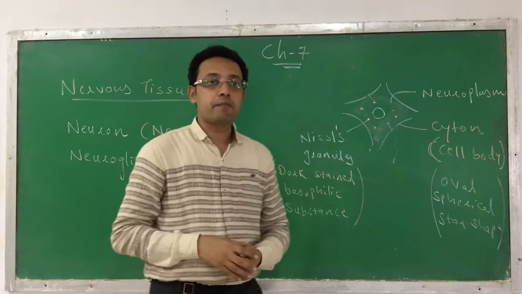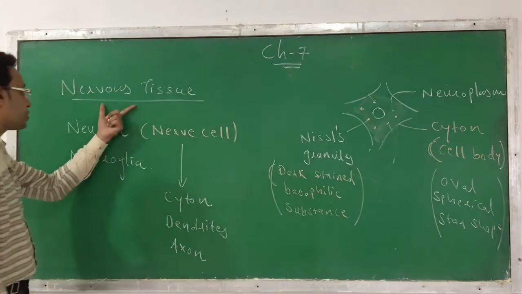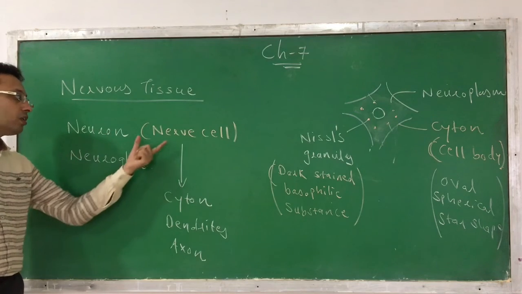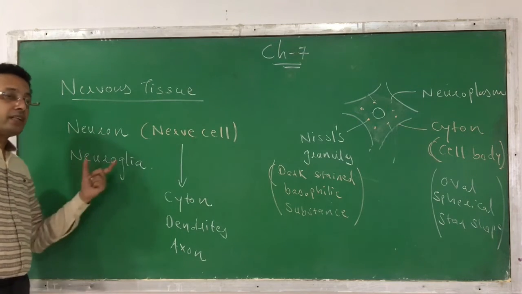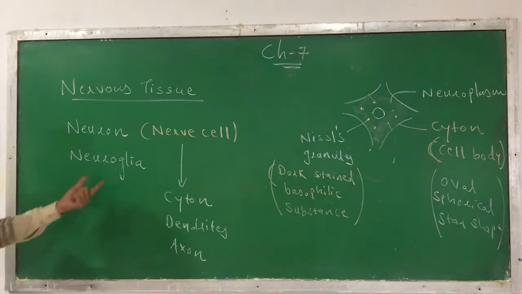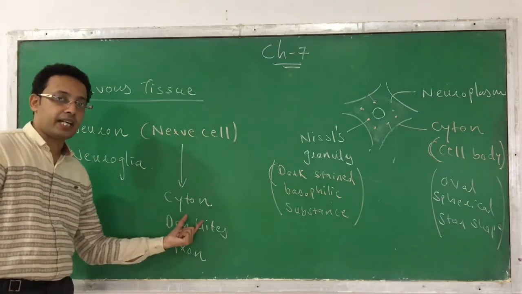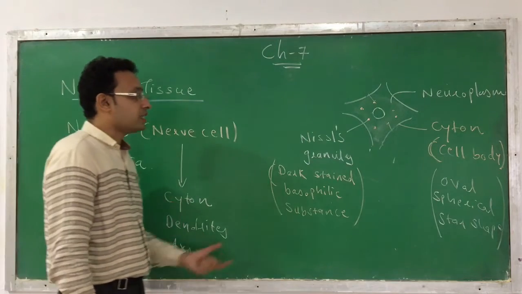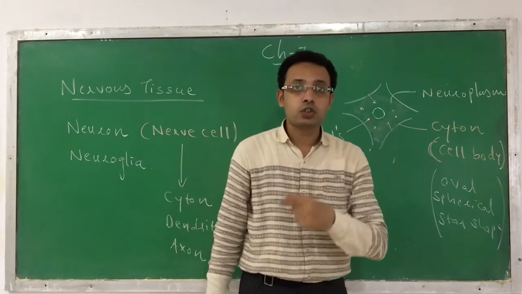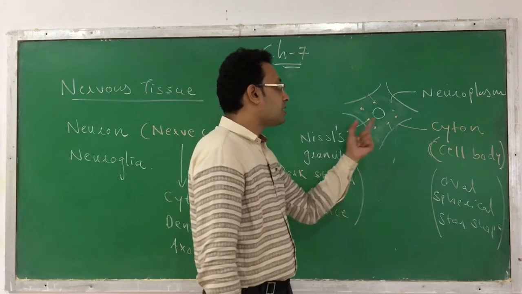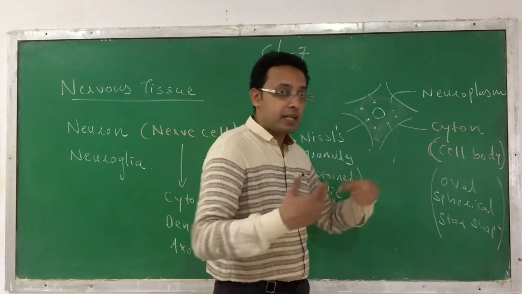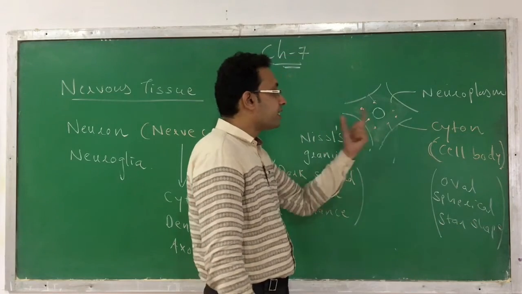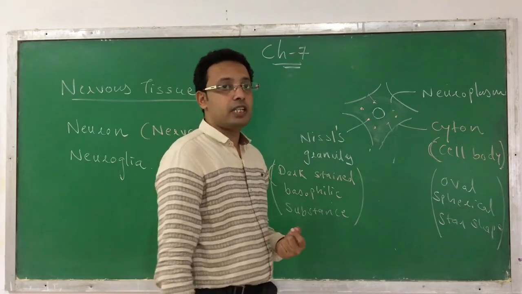So again, to repeat, you know that in the nervous tissue, the main structural and functional unit is the neuron or the nerve cell. The other kind of cell you can find is the neuroglia. The neuron consists of the cyton, dendrites and the axon. We started with the first component, the cyton. Cyton can also be called the cell body. The cyton or cell body can be of different shapes like oval, spherical, star shape. Here it is a star shaped cyton or cell body.